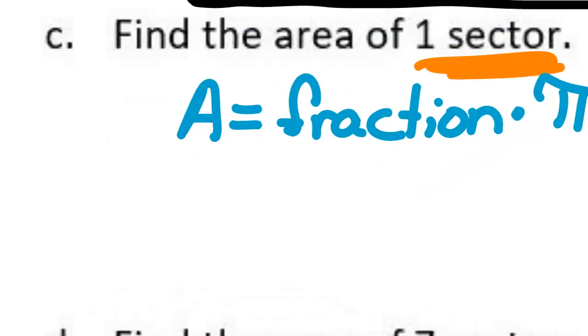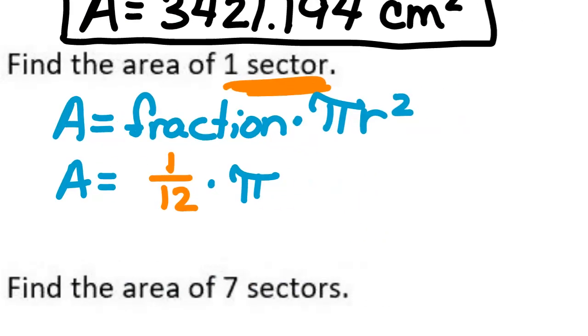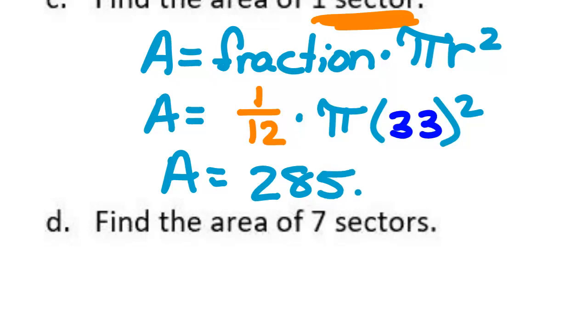We said this whole circle was broken into how many? 12 sectors, and we want how many out of those 12? So what should my fraction be? 1 over 12. So 1 over 12 times pi times r squared, and my radius is still 33. So 1/12 times pi times 33 squared. When we put that into our calculator, we get an area of approximately 285.1 centimeters squared.